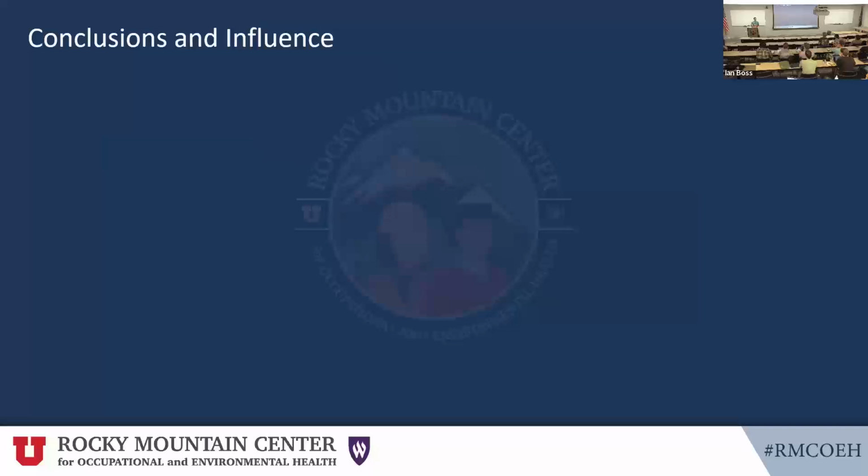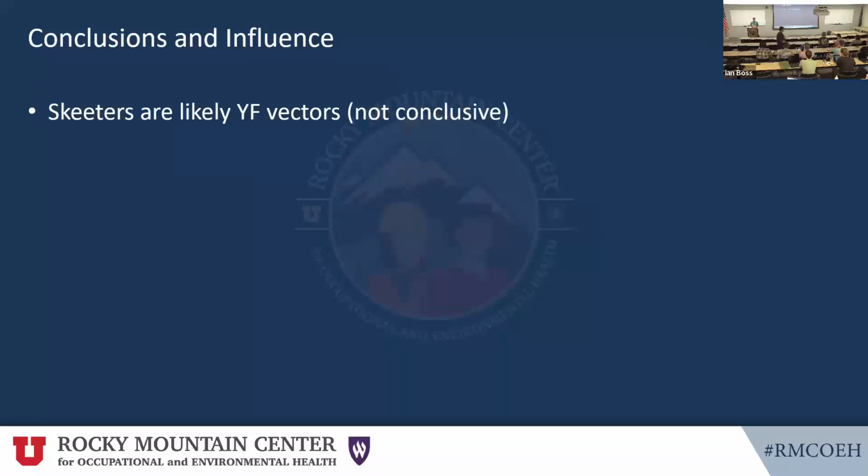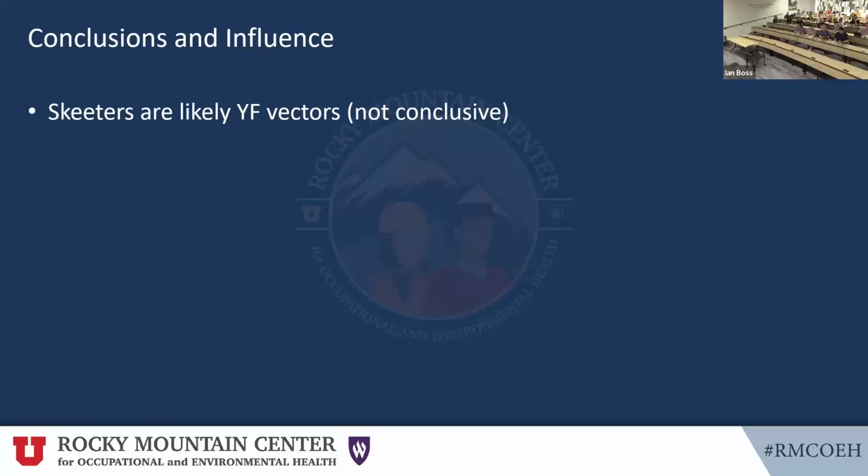So the conclusion that he drew from this is that cedars are likely yellow fever vectors. And he was careful to note that his results aren't conclusive, but that this should be explored more. However, the community completely rejected this idea. They were very convinced that weather and hygiene are the vectors rather than the cedars.